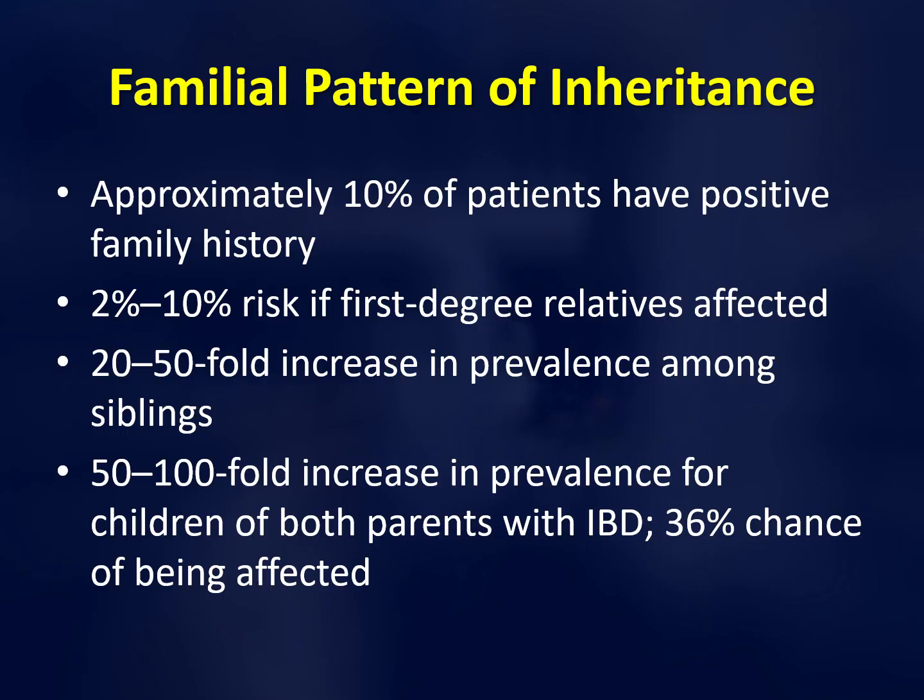There's also a 50 to 100-fold increase in prevalence for children of both parents with IBD. So the worst thing is to have a mother and a father with Crohn's disease. You will have a 50 to 100-fold increase in the prevalence later on, and there's a 30% chance of being affected. So it really triples your risk compared to one who has one parent with Crohn's disease. One parent with Crohn's disease, 10%. Two parents, you have up to 36% chance of being affected by IBD in the long term.